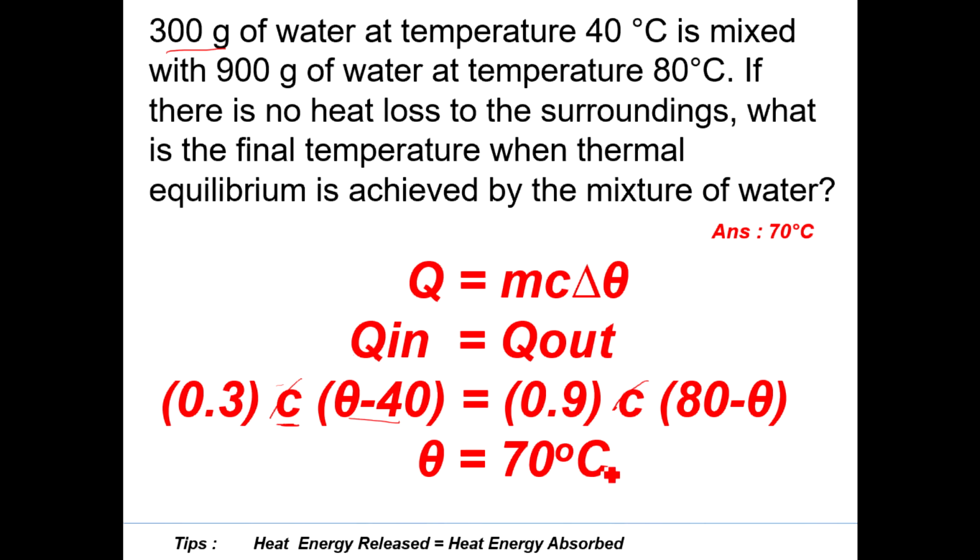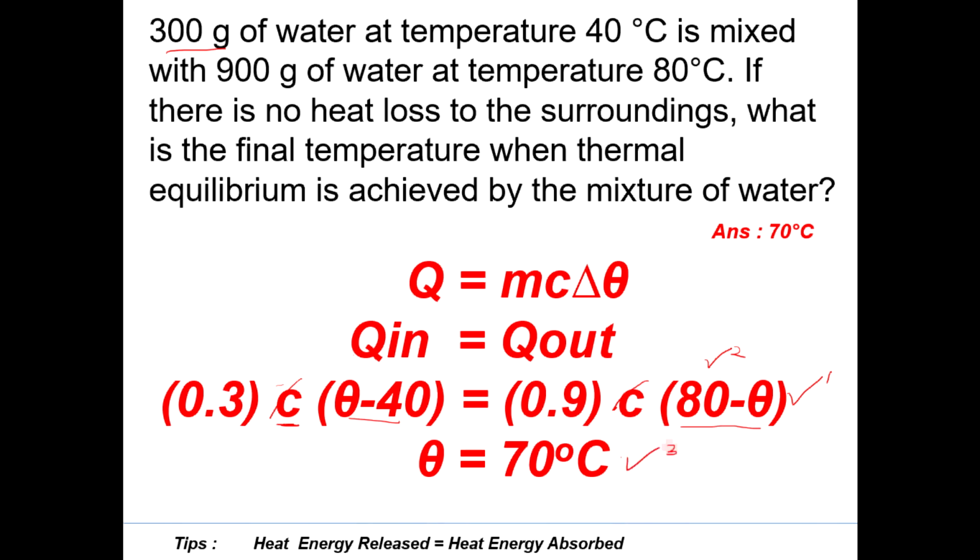So this question normally gives you around 3 marks. Mark number 1 will be for substituting the value for the first sentence like this. Mark number 2 is for the change in temperature. So see here, it's either theta minus 40 or 80 minus theta. And then of course your final answer, mark number 3.